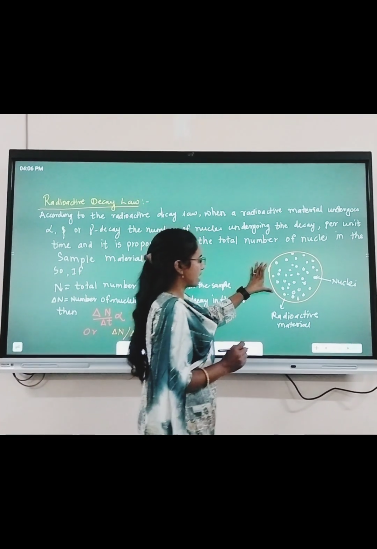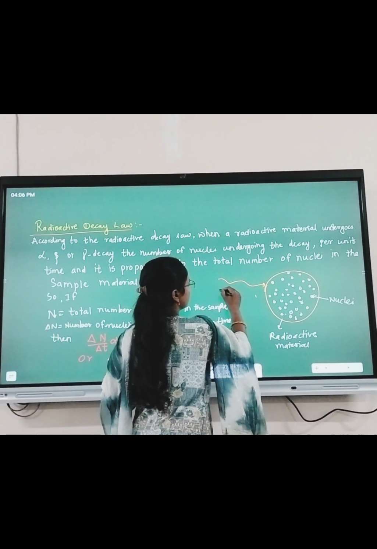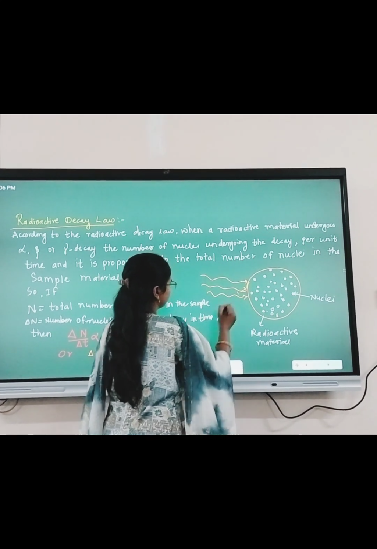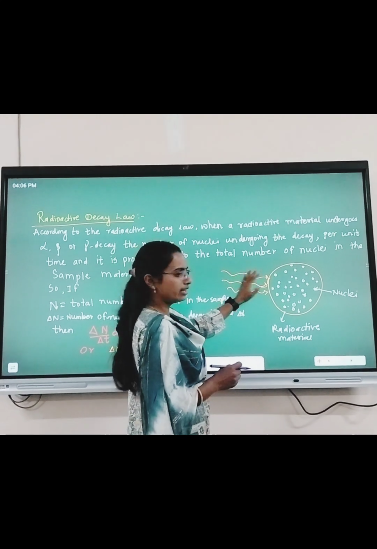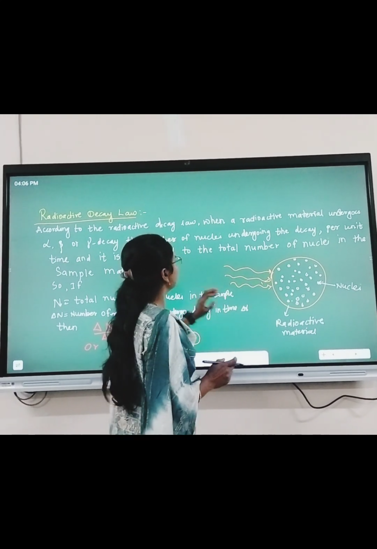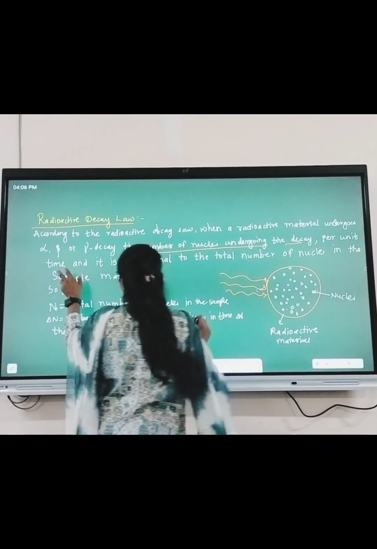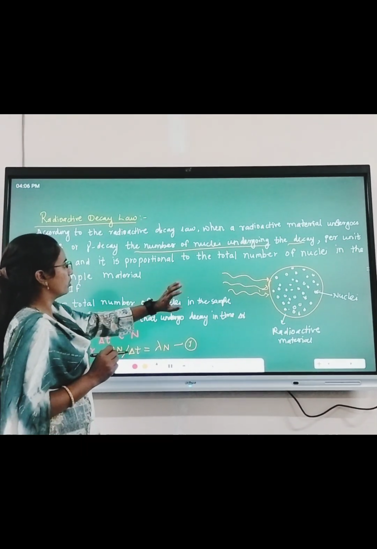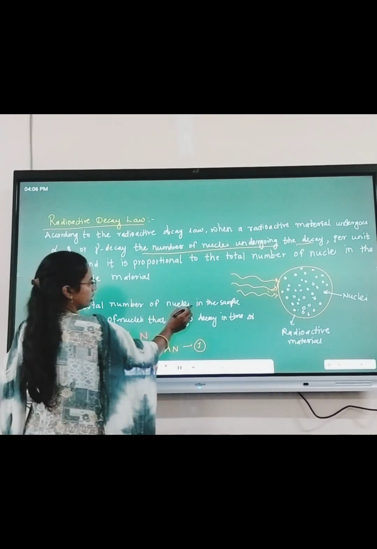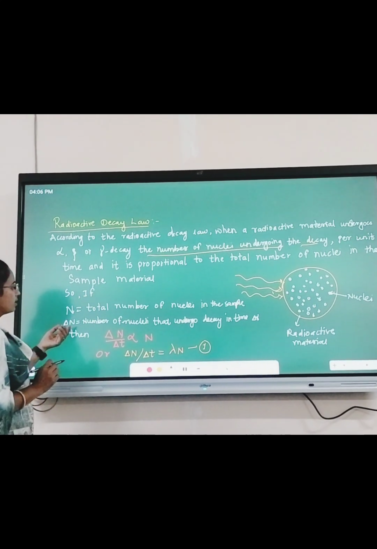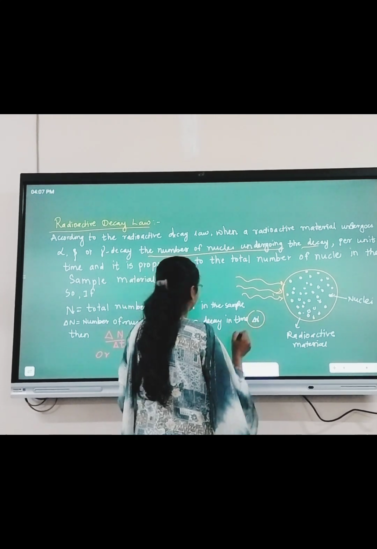Suppose this is our sample or radioactive material. If we bombard it, suppose this is the gamma ray, this is the alpha, or this is the beta ray. If any ray bombards this material, then the number of nuclei undergoing the decay per unit time is proportional to the total number of nuclei in the sample. So if capital N is the total number of nuclei in the sample, and delta N is the number of nuclei that undergo decay in time delta T.